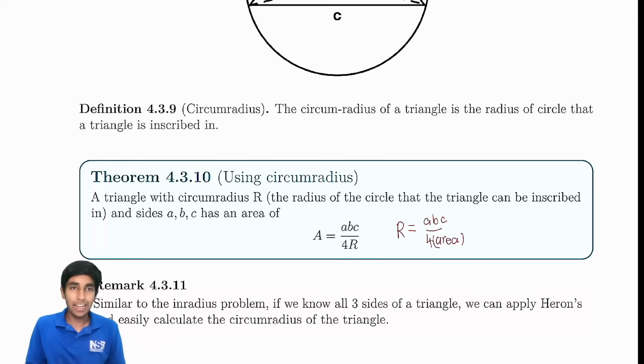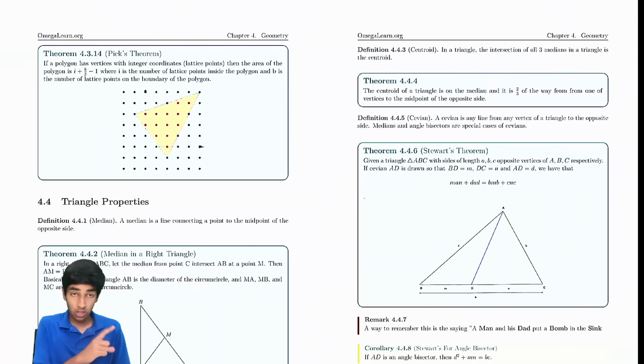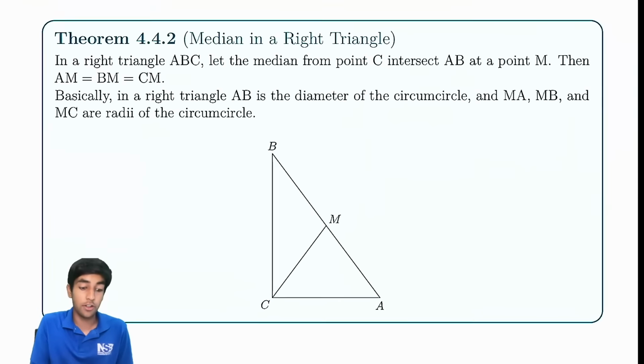We can find the inradius using A equals RS. We can find the circumradius using this. Heron's formula along with these theorems are really powerful. And Shoelace, we'll come back to this later, don't worry. We'll cover it in coordinate geometry.